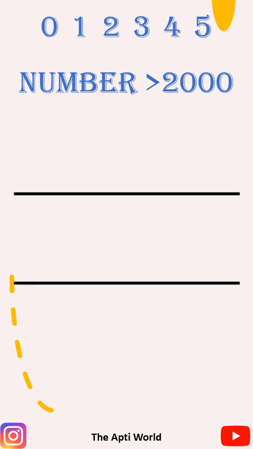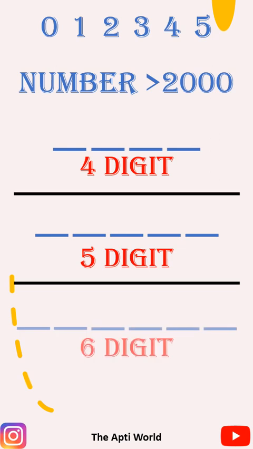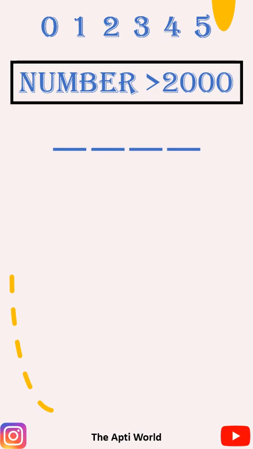Now, we can see that there are 6 digits, so we can create up to 6-digit numbers. So, let's first divide our question into 3 parts: 4-digit number, 5-digit number, and 6-digit number. Let's start with the 4-digit number. Here we have a condition that the number should be greater than 2000.